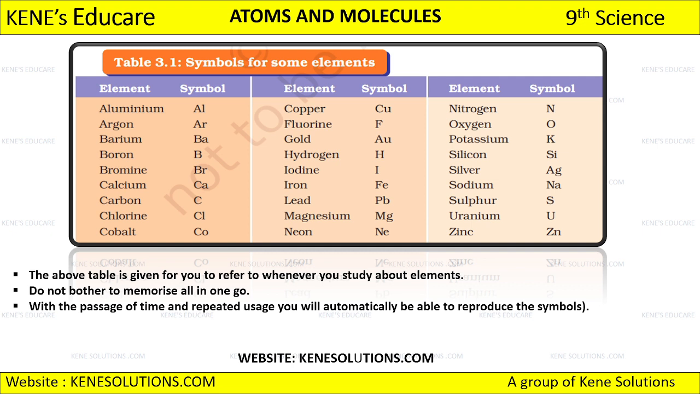Okay, next element that we have is argon. Now argon, A is capital and r is going to be the small one. Okay, then barium, B capital, a small. Boron, we are just going to represent it by B, because there is only one single letter which has been used. So boron is written as capital B. Then bromine is Br, calcium is Ca, carbon is C, chlorine is Cl, and cobalt is Co.